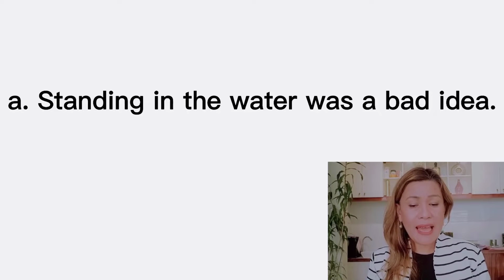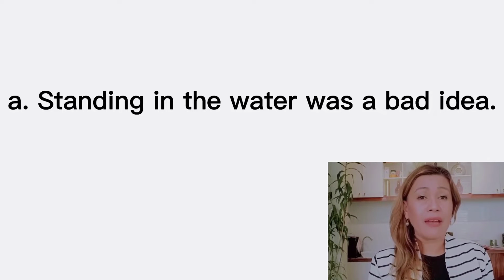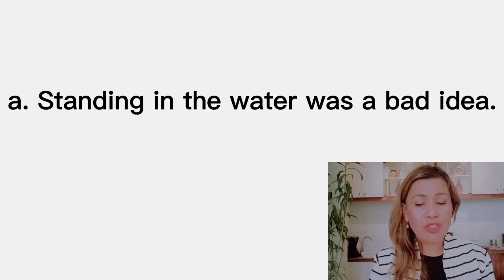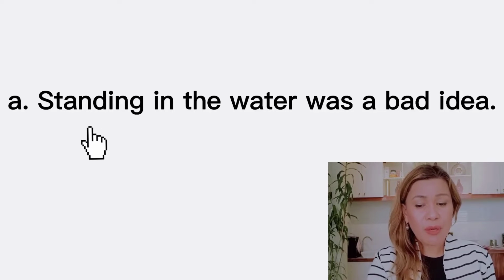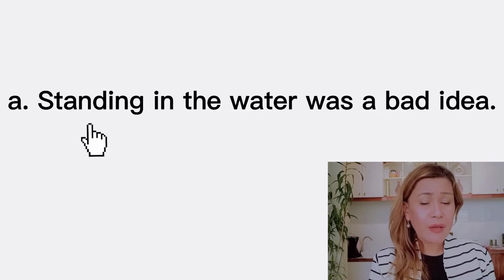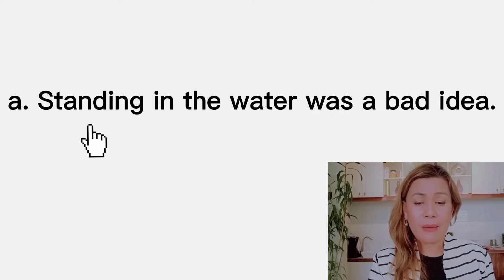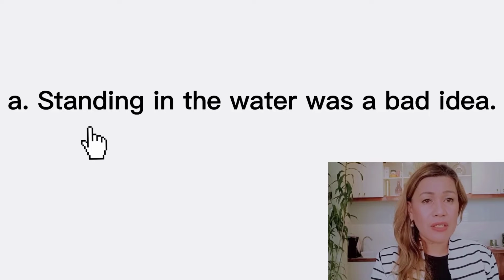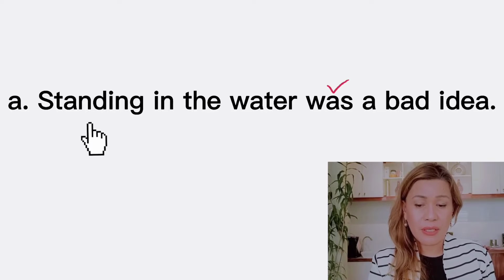Example here. Standing in the water was a bad idea. You have one subject, standing, which is a gerund because it ends in ing. Standing in the water is the whole or the complete subject. It's singular because it's only about one gerund, so you need a verb was.